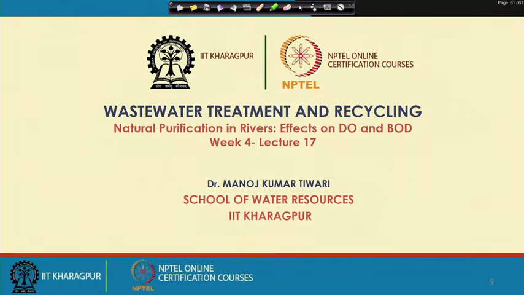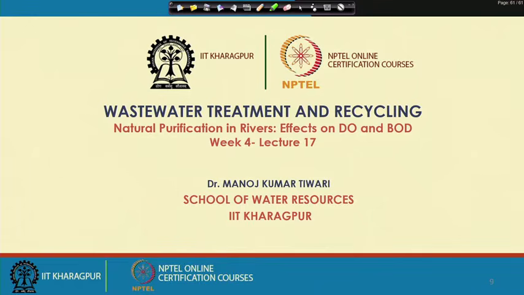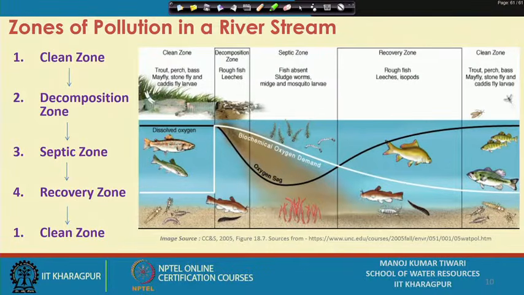We have been discussing in the earlier lecture the various processes that act on the natural purification of waste, particularly the organic waste and some sediment entering the river with the wastewater discharge. In this lecture we will elaborate further on how these processes affect the DO and BOD in the river, and how the timeline of DO and BOD changes within the river.